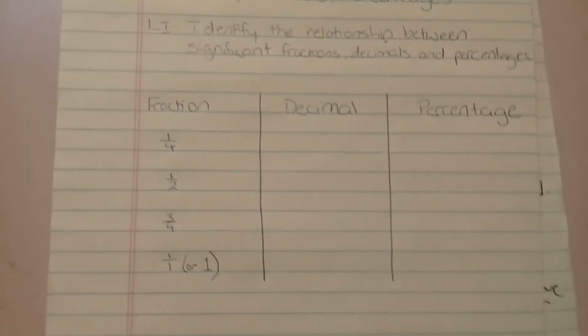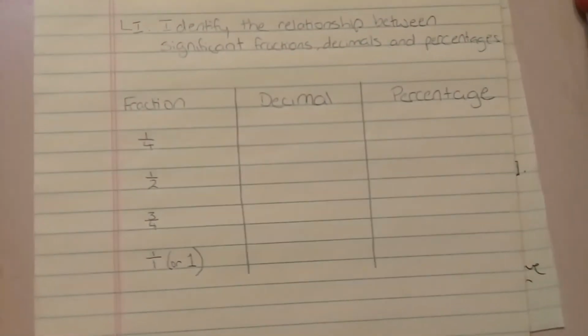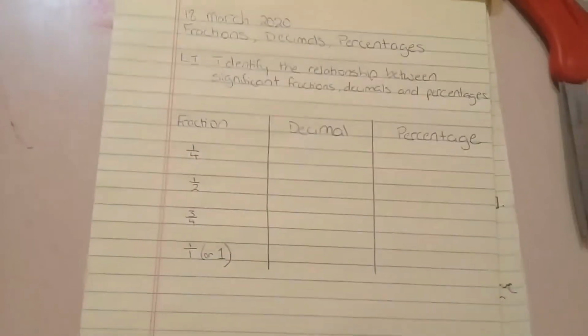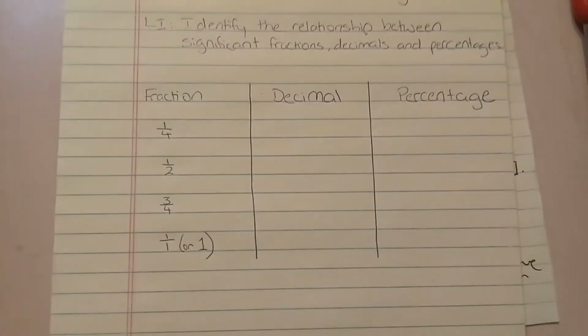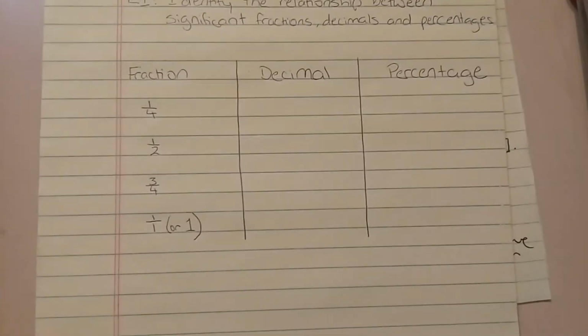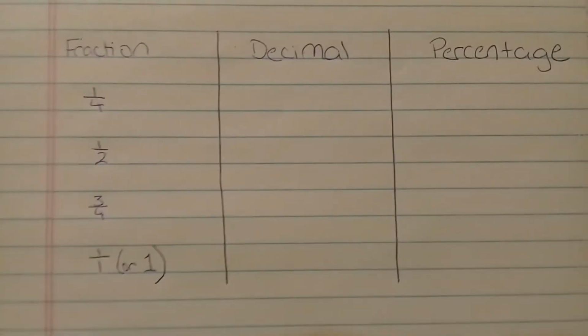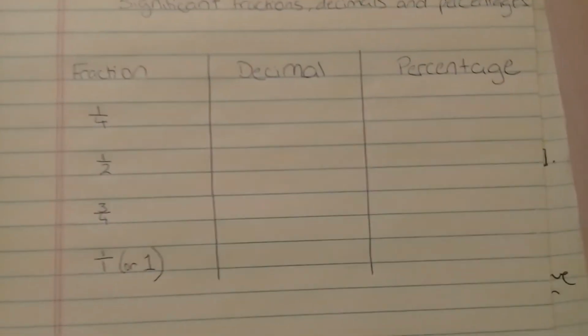All right. So now that we've seen the relationship between fractions, decimals, and percentages, what you're going to do in your notebook underneath your learning intention is create a table just like this. You can go ahead and pause the video so that you can get this set up, and then you can follow along with me. Now I'm going to work through it the same way I did a moment ago, just to kind of reinforce it.